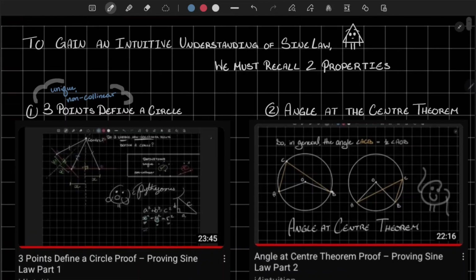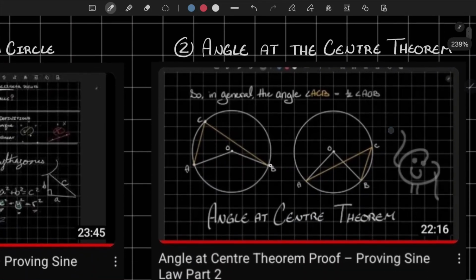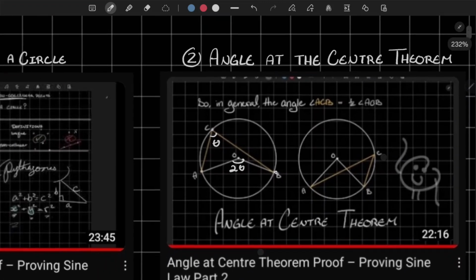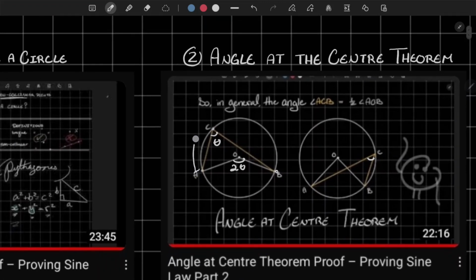But perhaps as a small summary, because this one is pretty straightforward. You got 3 points that don't form a line and that don't overlap. They'll define a circle. Here you got 2 theta. Angle at the center is double the angle at the circumference, so long as the point is like there. So theta into 2 theta.